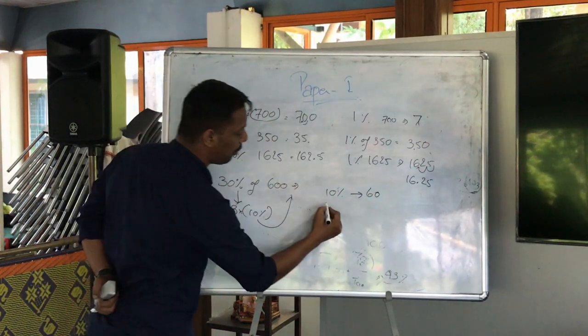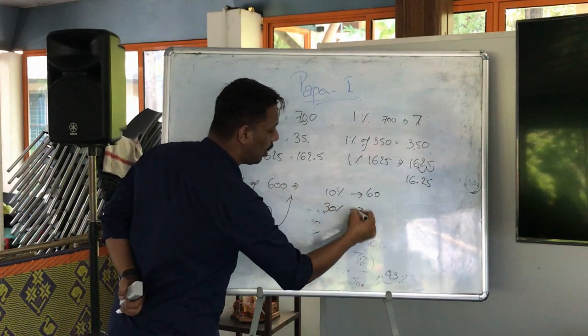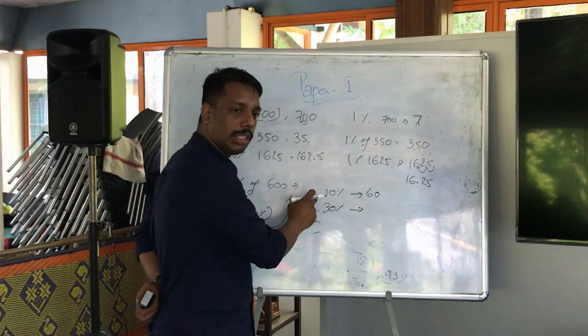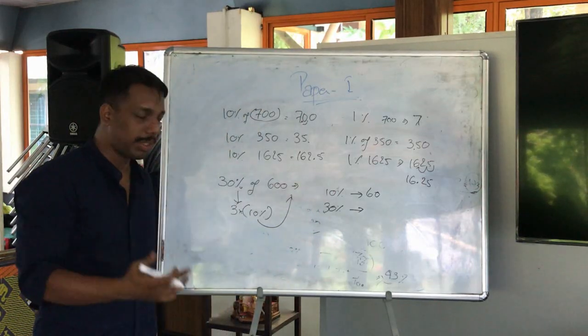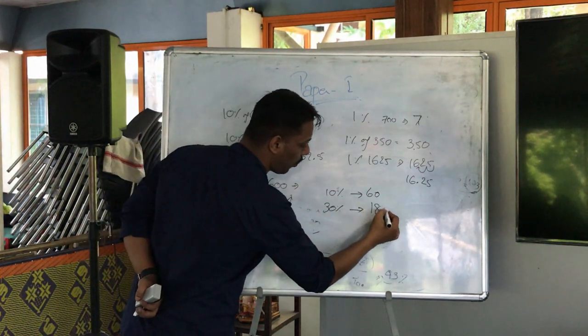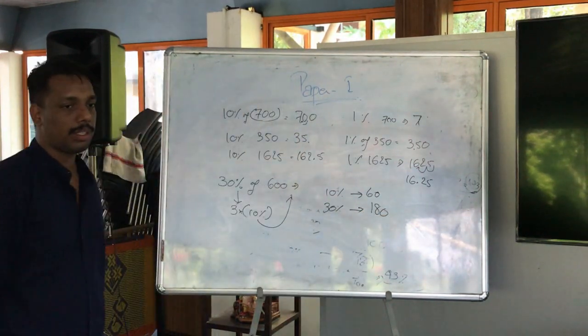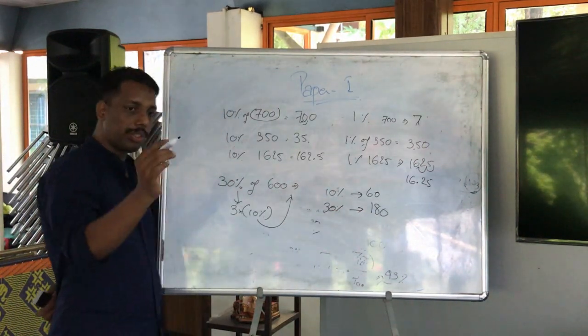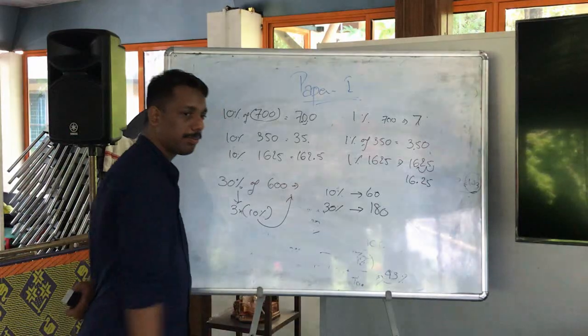Then you have to find out 30%. What is 30%? 3 times of 10%, which means 60 into 3. Right? 30% of 600 is 180. Directly, without using your pen, you can find the answer.